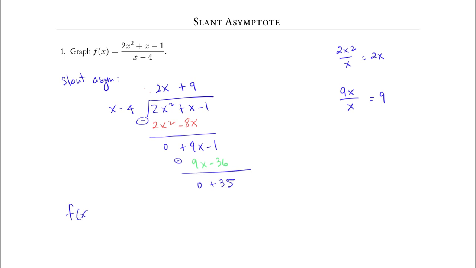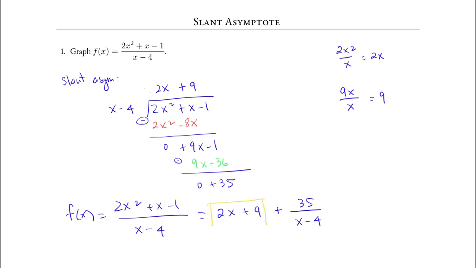And so f of x equals 2x squared plus x minus 1 over x minus 4 can be rewritten as the quotient part 2x plus 9, and the remainder is 35, but with the remainder we have to keep the denominator, x minus 4. What this means is that when we graph the function, the slant asymptote is this quotient part here, y equals 2x plus 9.